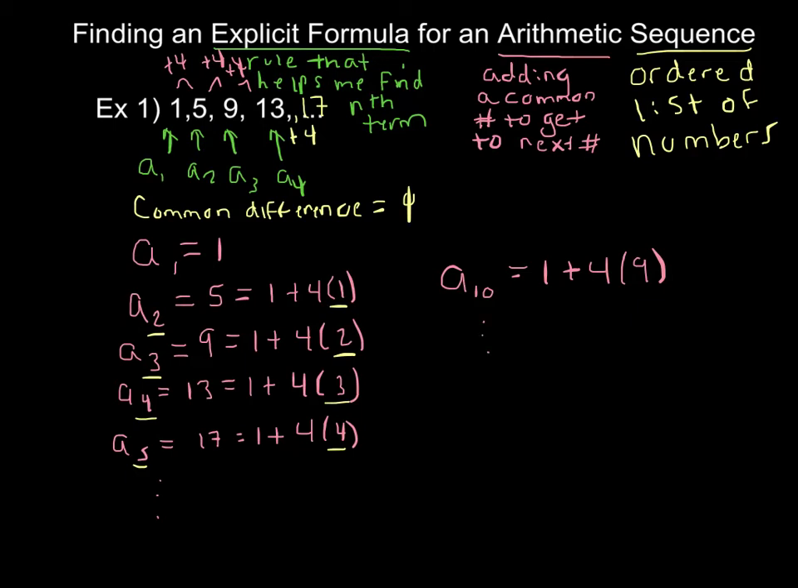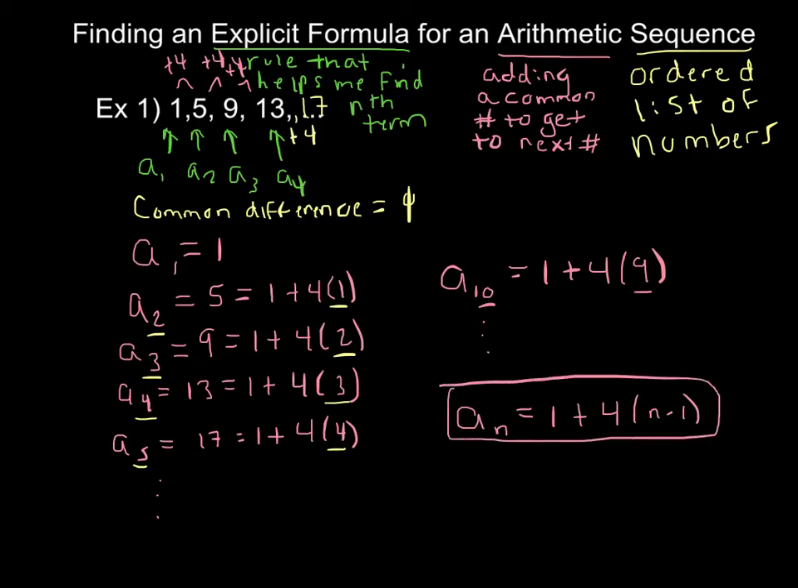So that's what my 10th term should be. And so obviously the most important thing is if we have the nth term here, that would be my first term plus my 4 times, well, 9 is 10 minus 1, so the number in here should be n minus 1. And there it is. There's a formula for this particular arithmetic sequence, and that will always tell me what my nth term is. So this is an explicit formula. And we'll see another type of formula later. But that's an explicit formula.